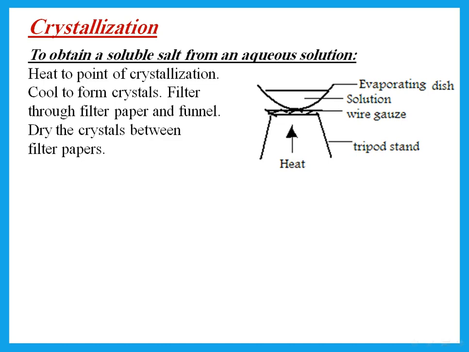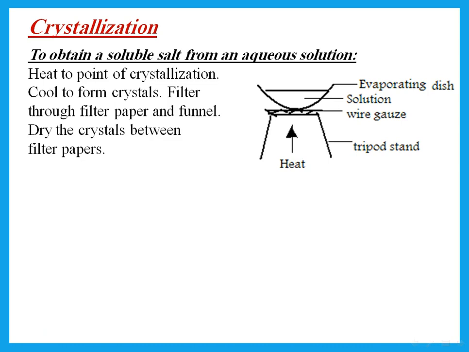Then the other kind of separation is crystallization. Remember, when do we do crystallization? If I have a solution and I want the salt. So I have a solution, I want the salt. How do I get that? Heat to point of crystallization. Heat to point of crystallization means I'm trying to get a saturated solution. Now cool, I have to cool after heating to form crystals.